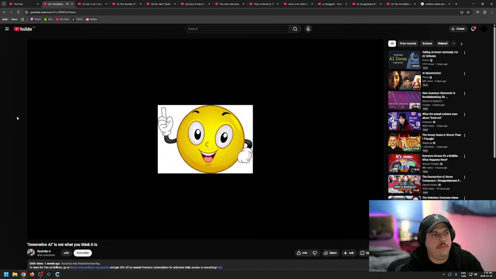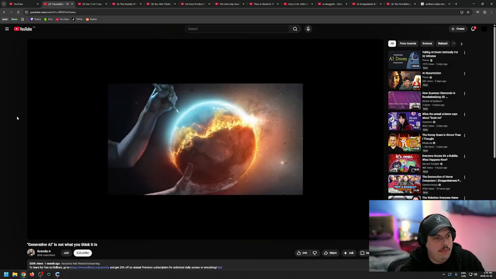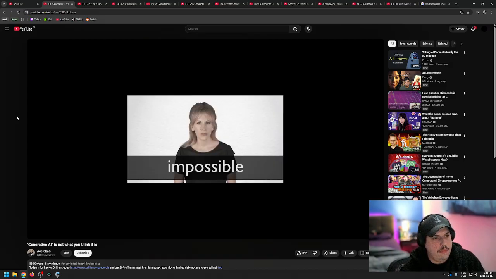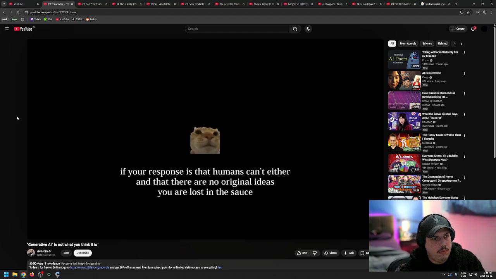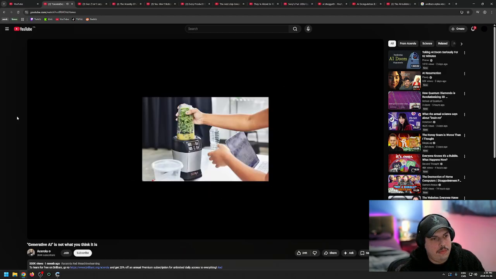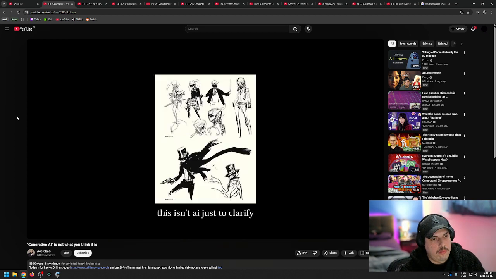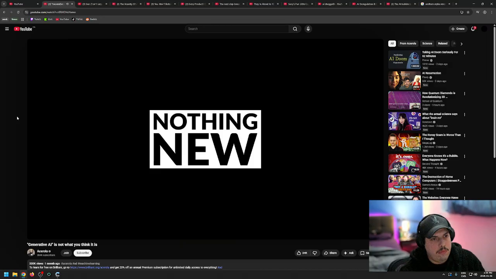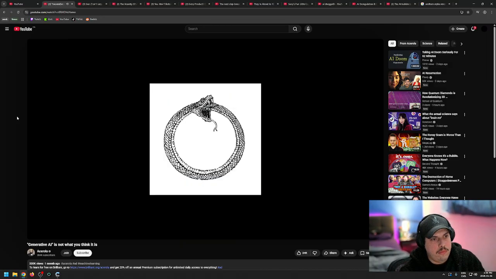AI companies would like you to believe that these are thinking machines that can learn new things on the fly and help you bring your ideas to life, but that is literally impossible given the nature of the technology. It cannot create anything truly new. It can only remix and rehash what already exists. So when generative AI is used for concept art, there are no new concepts being produced. No new value is added to the world, it's just the same things over and over again.